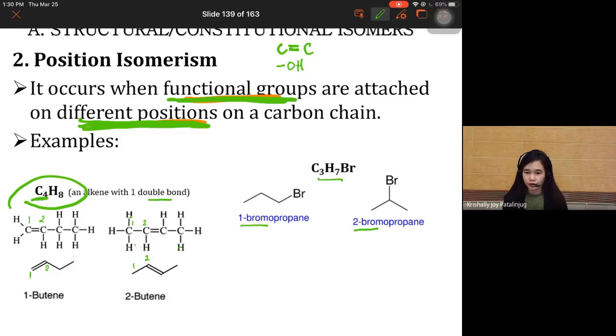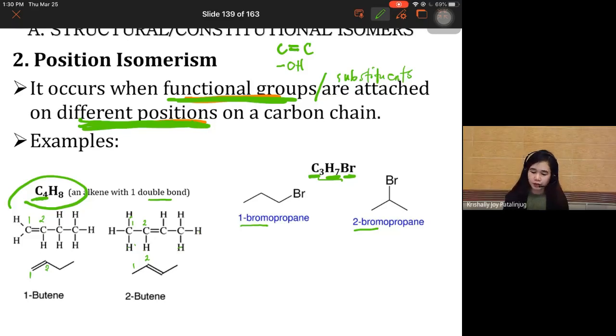But try to count, okay, and check the number and kind of atoms present in both structures. 3 pa din yung carbon, 7 yung hydrogen, 1 yung bromine. So these are isomers. Position isomers, nagkaiba lang sila sa position kung nasaan yung bromo. Okay? That is why we can also say na ang position isomers, they could have different positions ng substituents. So it occurs when functional groups or substituents are attached in different positions on a carbon chain.